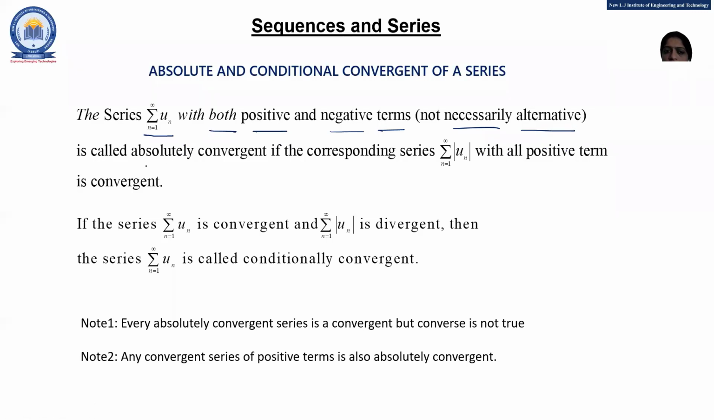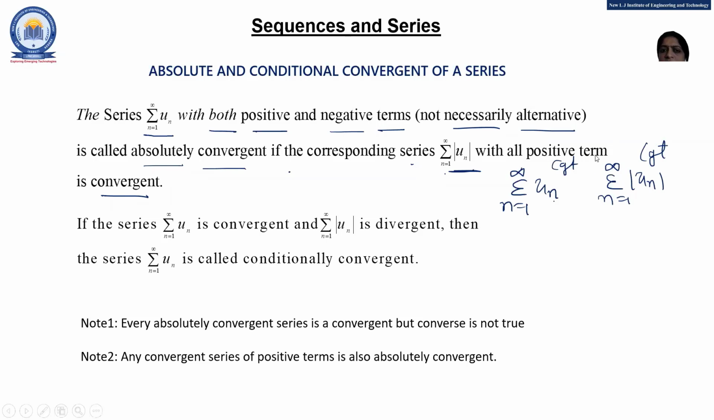That series is called absolutely convergent if the corresponding series summation n 1 to infinity mod un, with all positive terms, is convergent. What does it mean, students? Suppose we have a series summation n 1 to infinity un which is convergent, and if we find summation n 1 to infinity mod un is also convergent, then the given series is an absolutely convergent series.